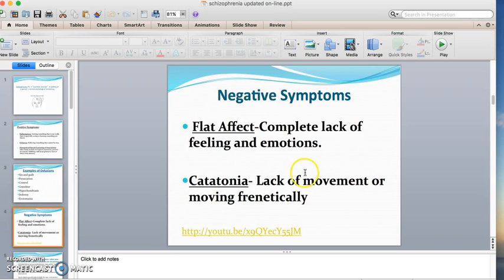Okay, negative symptoms. Negative symptoms are things that are missing within the patient that should be there. Not symptoms, but behaviors, thoughts, things like that. Affect is your visual display of emotions. If you smile, if you're sad, your face responds to these things. And there's people that have what we call flat affect. There's also constricted affect or blunted affect. It's different levels of the same thing.